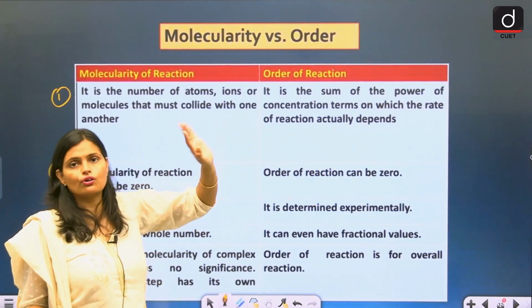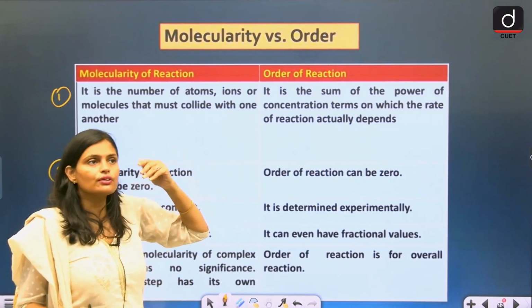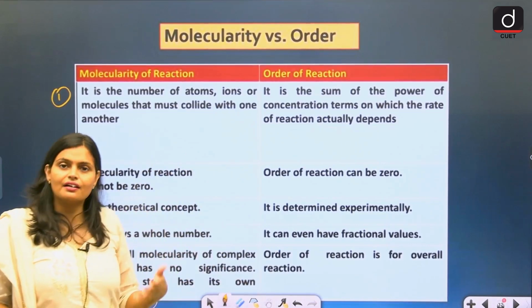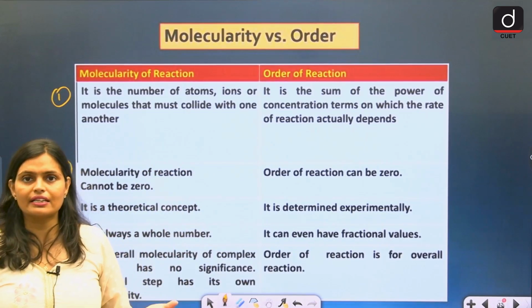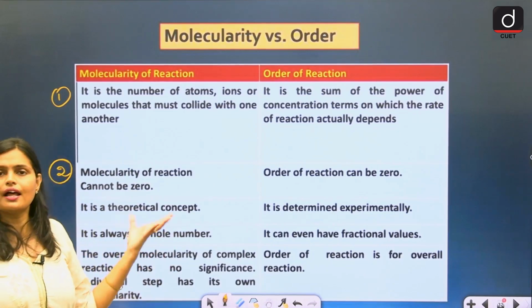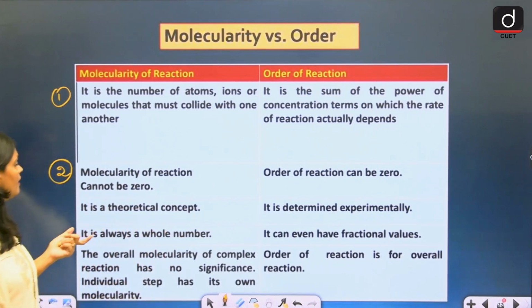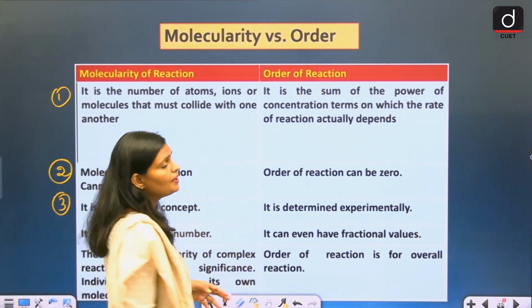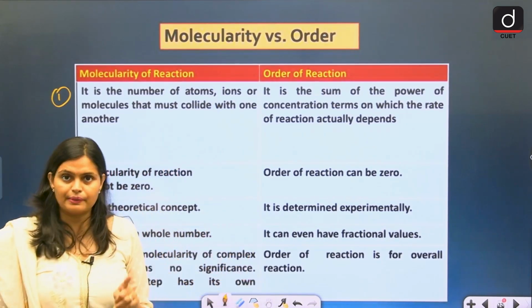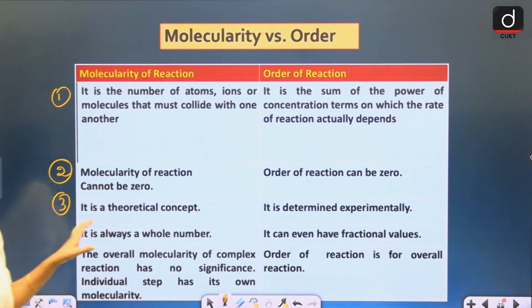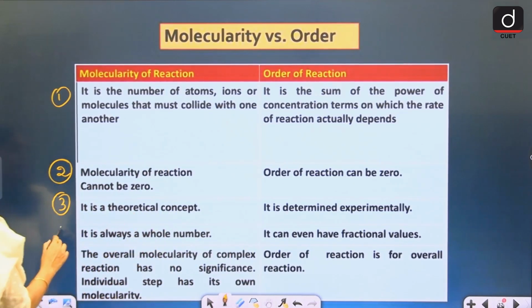We have a zero order of reaction, but molecularity cannot be zero, because कोई मॉलिक्यूल ही नहीं होगा तो प्रोडक्ट कैसे बनेगा? रिएक्टेंट के साथ ही तो प्रोडक्ट बनते हैं ना, रिएक्टिंग स्पीशीज ही तो प्रोडक्ट में कन्वर्ट होते हैं. So molecularity can never be zero. It is a theoretical concept, whereas order is determined experimentally. With the help of experiment only we can determine the order.